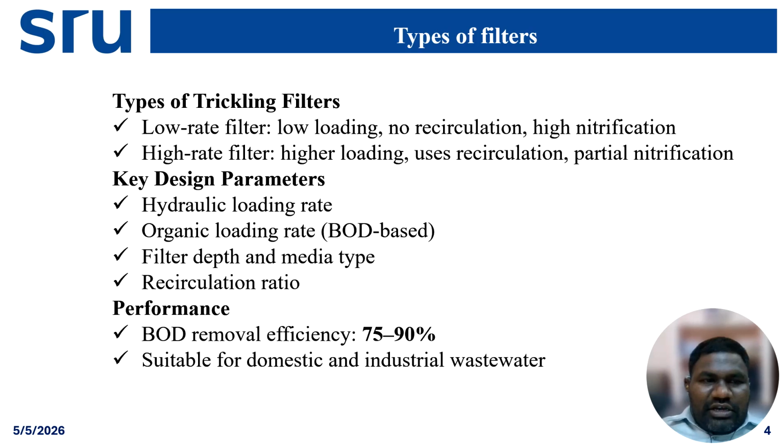So these are the types of filters. See, types of trickling filter: one is the low rate filter, the other is the high rate filter. Low rate means low organic loading, no recirculation, high nitrification. High rate filter means higher organic loading rate, uses recirculation, and partial nitrification. So these are the two types of trickling filters.